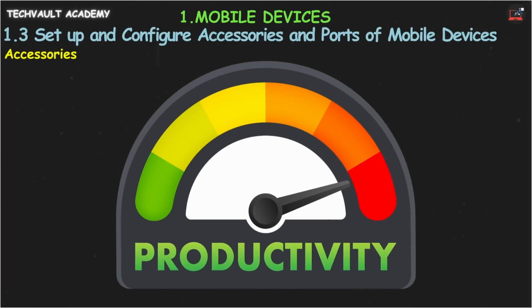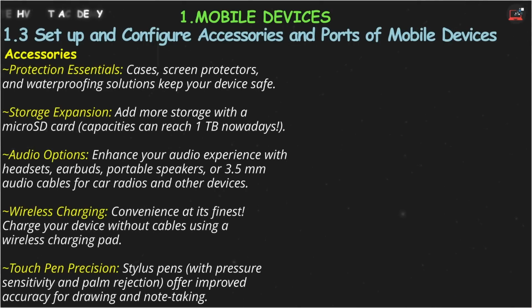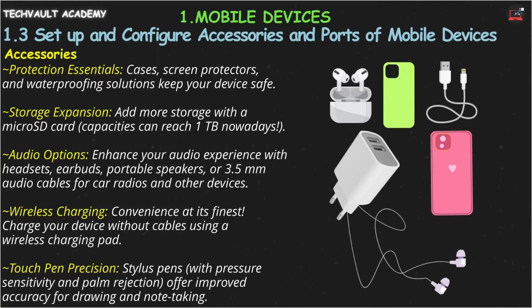Power up your productivity with accessories. Mobile devices are more than just phones. They can be productivity powerhouses with the right accessories. Protection essentials: cases, screen protectors, and waterproofing solutions keep your device safe. Storage expansion. Add more storage with a micro SD card. Capacities can reach 1 terabyte nowadays.